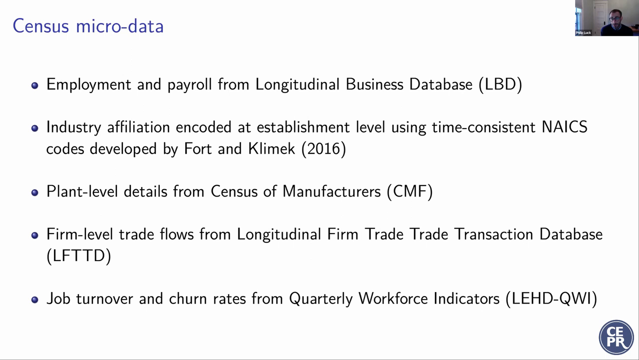In order to identify the industries of firms as accurately as possible, we're going to use the Fort-Klimek industry concordance, which allows us to have time-consistent industry coding. This is really important because we're going to be showing evidence that establishments are actually changing what they're doing over time, switching industries, so we want the best possible data on the actual establishments' industry affiliation, which this data provides. We'll also have some plant-level characteristics from the Census of Manufactures.